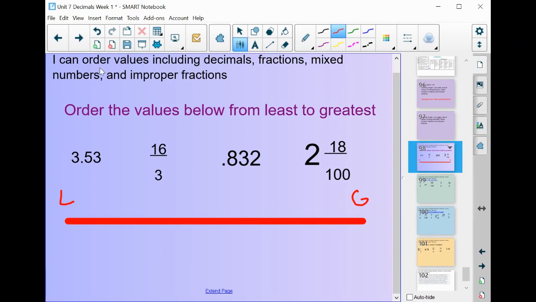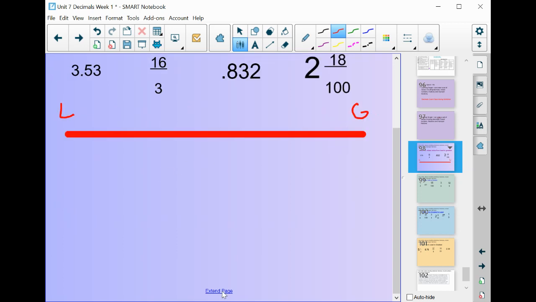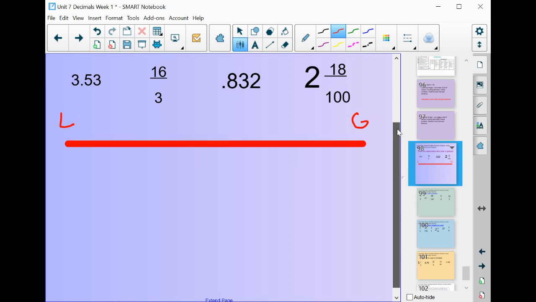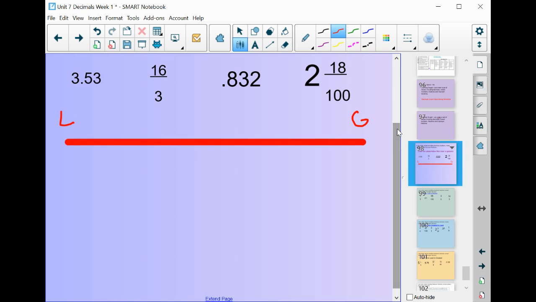Okay, now, hopefully what you see right here is that we have values up here. We have 5 and 53 hundredths. We have 16 thirds. We have 8 hundredths, 32 thousandths. And then we have 2 and 18 hundredths. Now, the really tricky part about this is these are all kind of in different forms. I see we have decimals, we have mixed numbers, we have improper fractions.